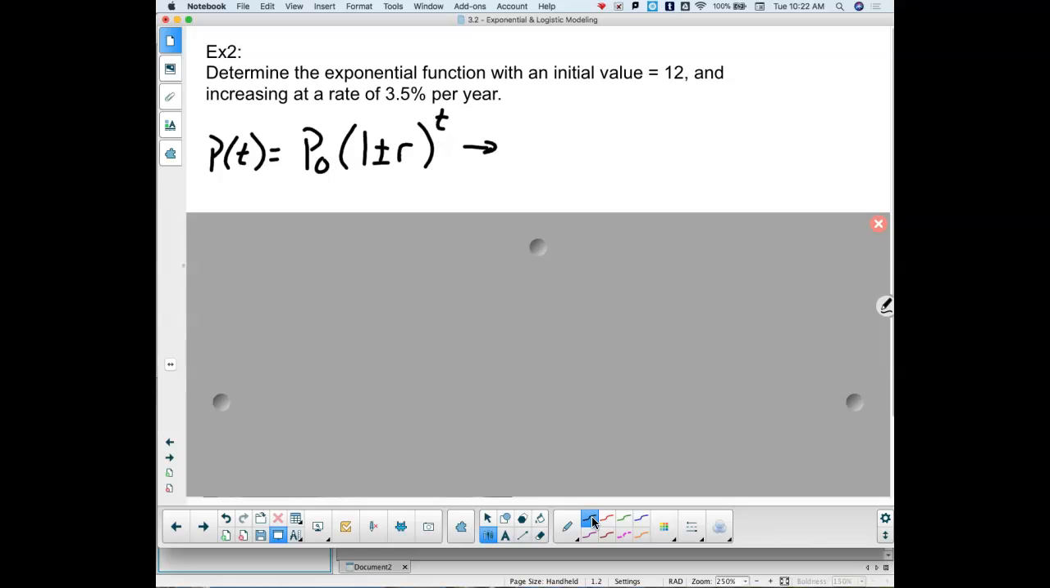So this function, this model, would be P of t equals what? 12 times 1 plus 3.5%.